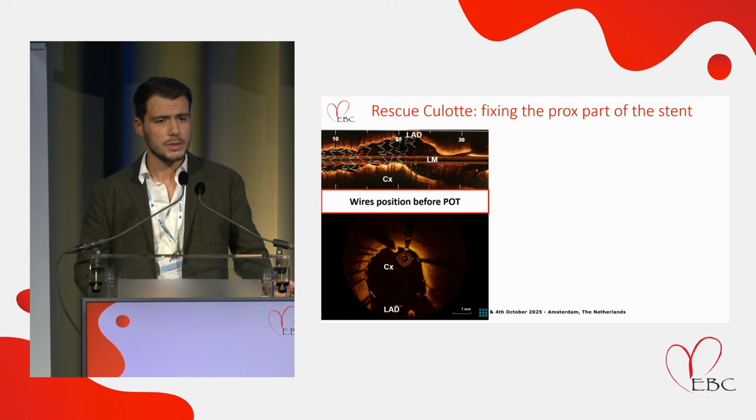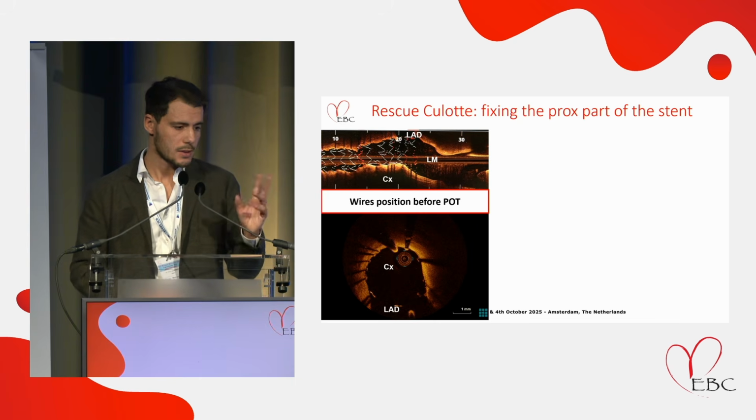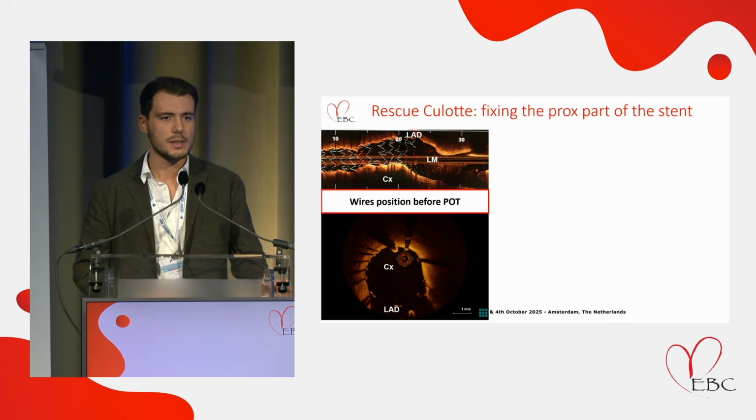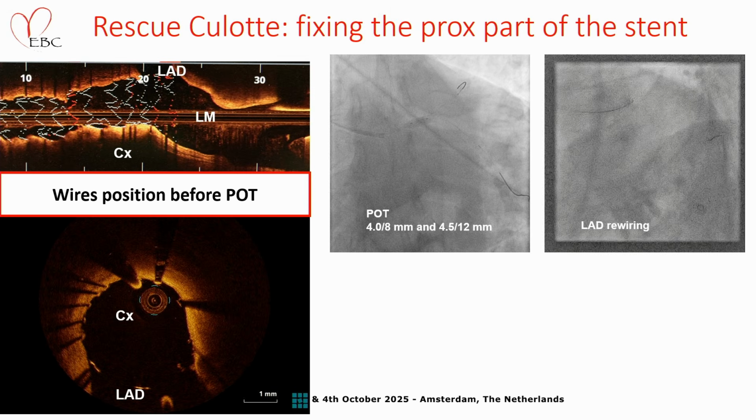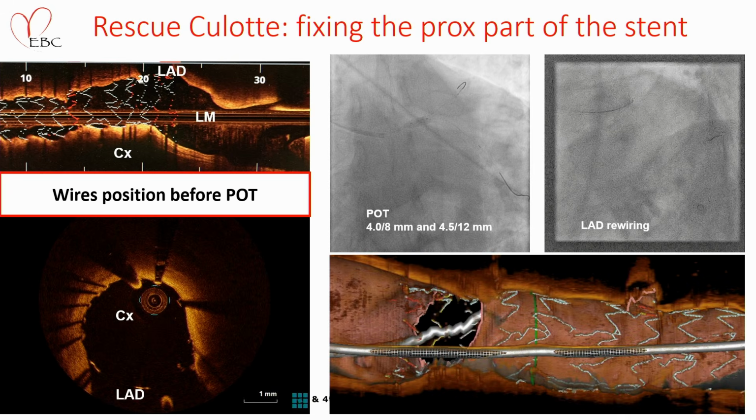So it's very important to remember that we have to check that the main vessel wire, in this case the circumflex wire, is inside the stent and not beneath the stent in an abluminal position, in order to have the right position to perform our proximal optimization of the stent. After that, we performed the POT with a 4.0 and up to 4.5 millimeter balloon, according also to the dimension measured at the OCT. And after that, I can now start the video.